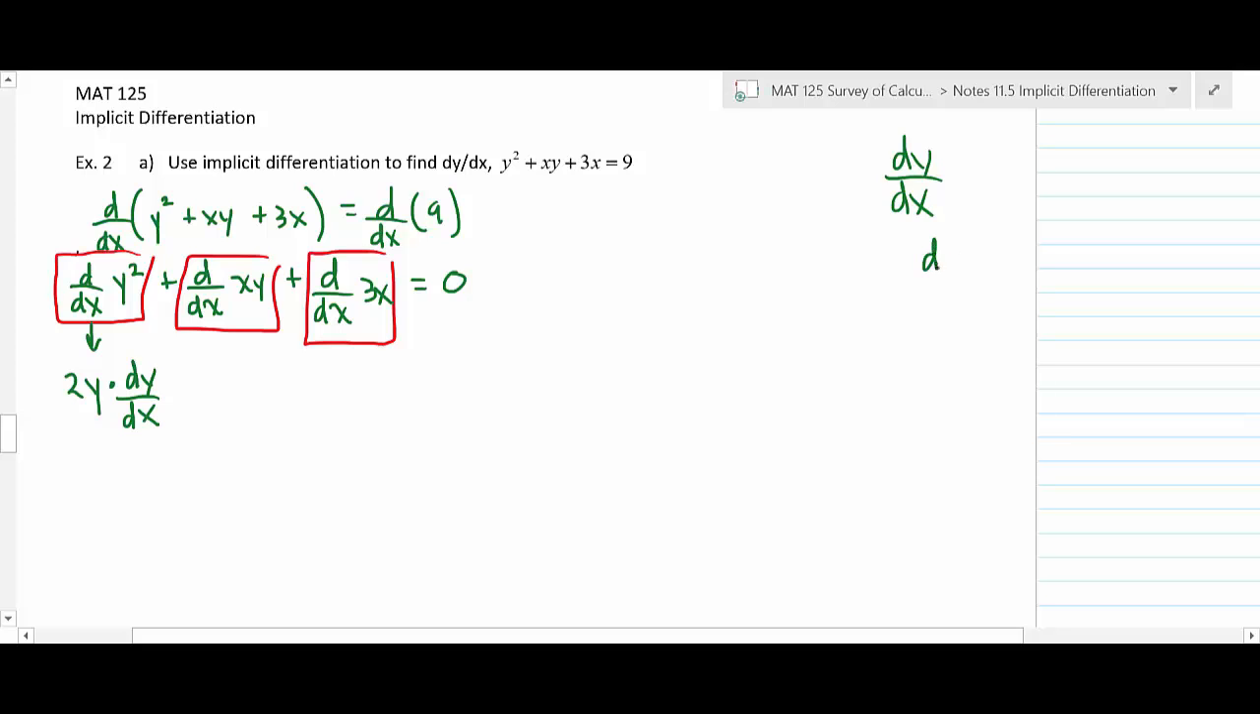If I say d over dx, that just means take the derivative. dy over dx is the result, say. That's the difference in the notation. So we're going to do a product rule here.